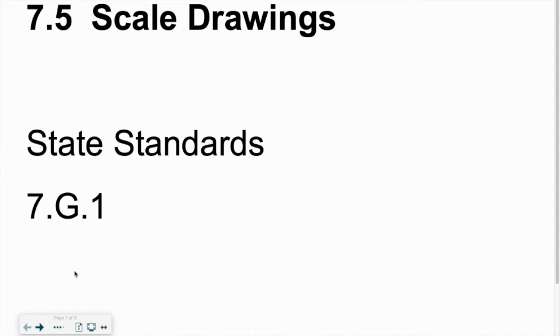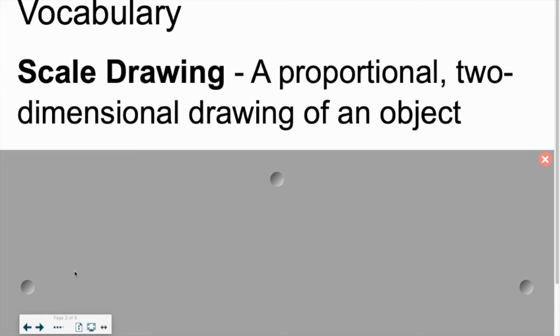Chapter 7, Lesson 5, Scale Drawing. State Standard 7.G.1. Jumping right into vocab right away, looking at scale drawing.